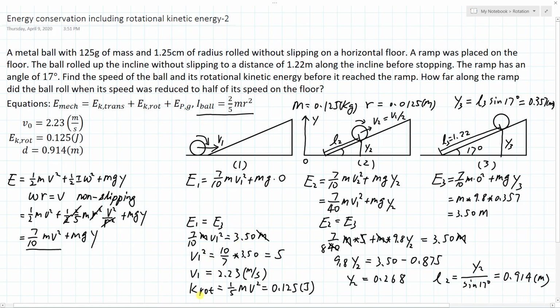Then I solved for the initial speed. After that, I can calculate the rotational kinetic energy alone, and then I can do another energy conservation to find out how high the ball has rolled up before its velocity has basically reduced to 1/2 its original, and then I use trigonometry to find how far along the inclined plane.